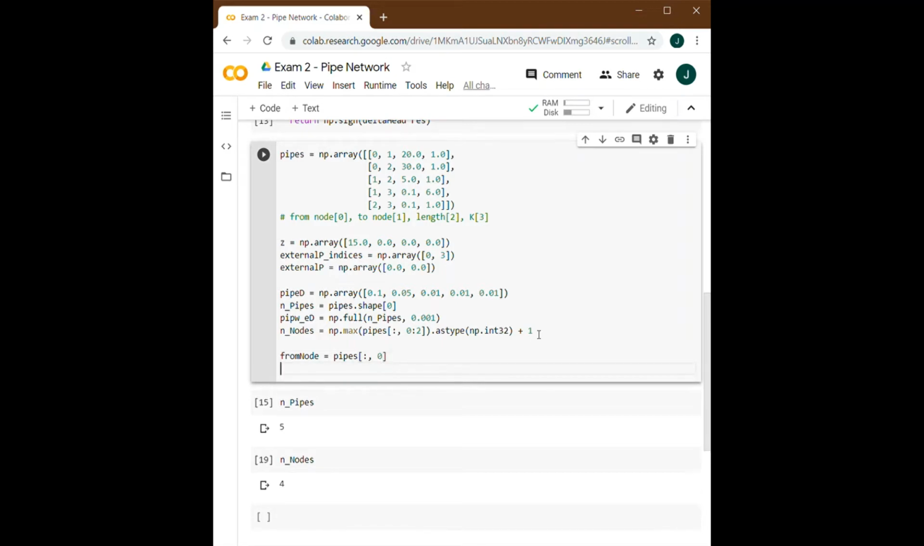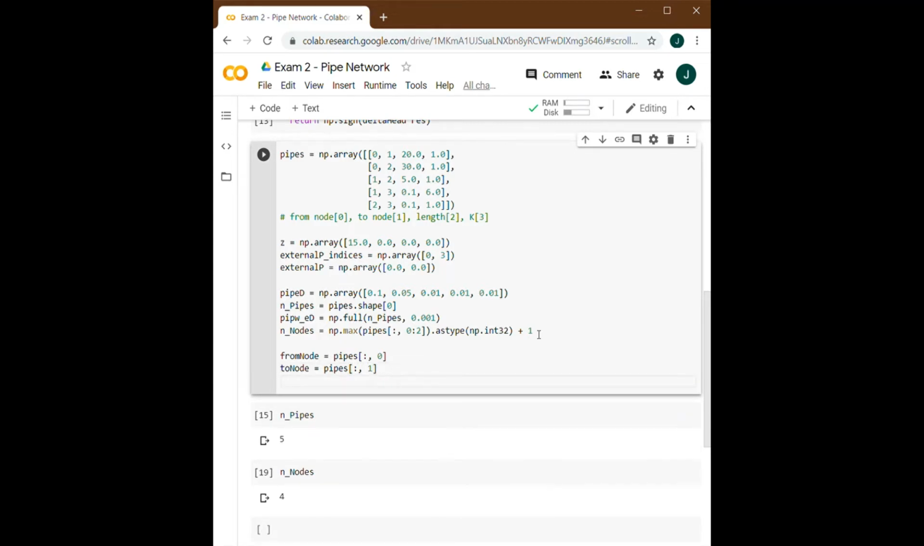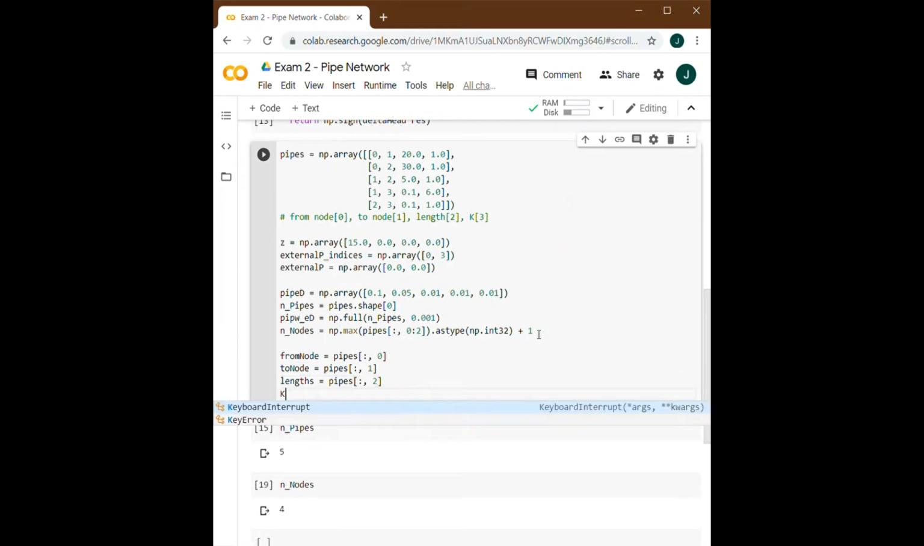Okay? Then we're going to do the same with the to node. Grab every row of column 1. Then for our lengths, we're going to grab every row of column 2. And our k value is going to be every row of column 3. So that should get all the information out of this array we made, and so we can use it later.